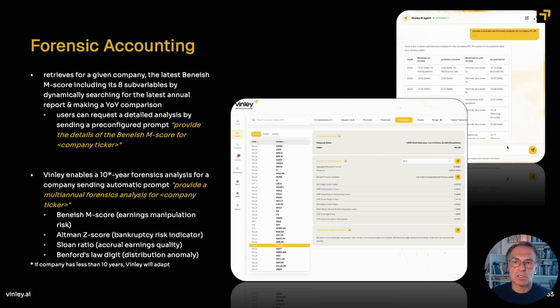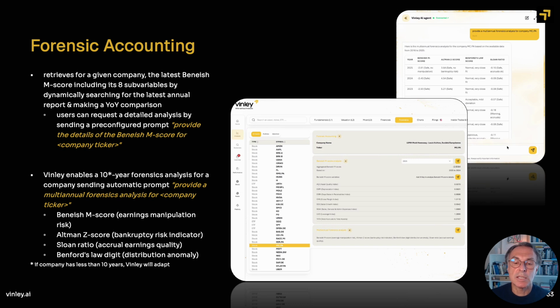Beyond the Danish M score, there are other metrics that I believe are important. These are the 4 that we are currently analyzing from a forensic accounting perspective. The Danish M score up to 10 years. I promise you, I've not seen one single financial platform having this. The second one is bankruptcy risk. So you're going to see up to 10 years back how the bankruptcy risk, or the Altman Z-score, has been evolving. On top of that, the Sloan ratio.